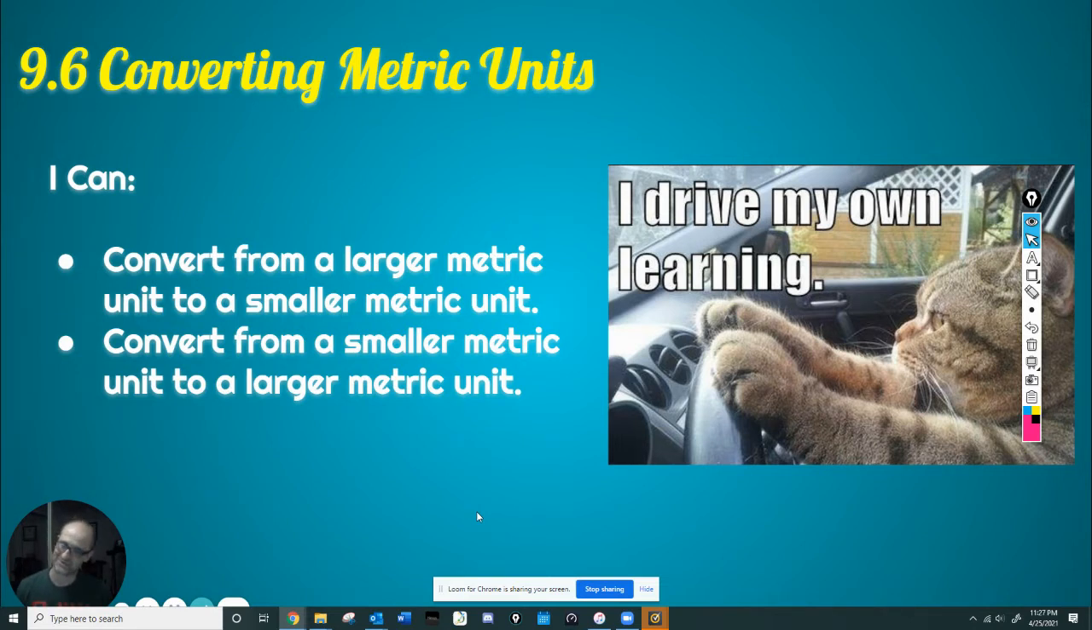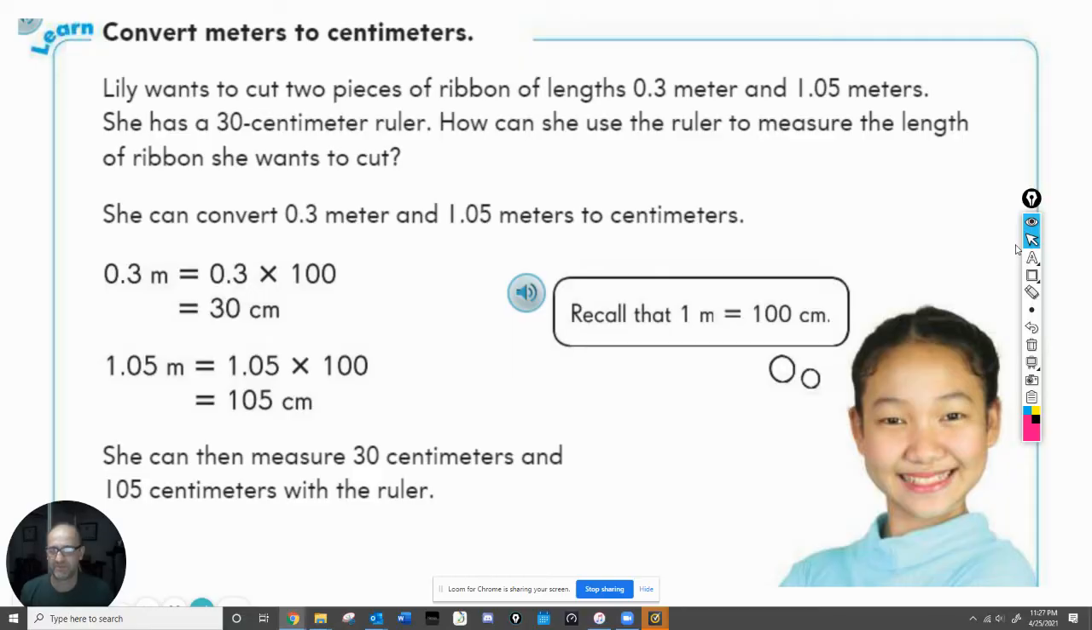We're going to convert in metric units. You can go from larger units to smaller units, and from smaller units to larger units. I should really just send you to IXL for this and have you handle it in about 15 minutes, but I'll teach you. I'll do my best. We're going to start by converting meters to centimeters. Real simple. How do you convert meters to centimeters? Multiply by 100. Read for more details if you wish.